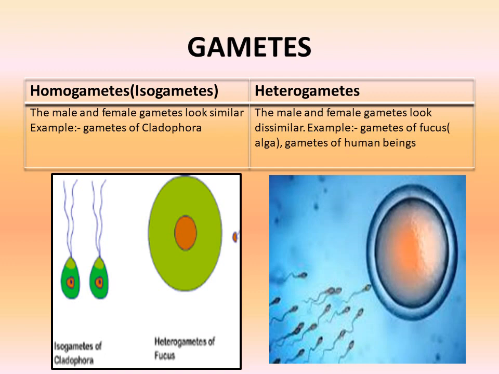Now, these are the pictures of homogametes and heterogametes. Homogametes are also called isogametes. You can see the isogametes of cladophora. This is heterogametes of alga fucus. The egg will be larger and non-motile, whereas the sperm or the antherozoid will be motile and smaller in size. Look at the heterogametes of human beings. The egg or the ova is non-motile, stationary, whereas the sperms are small and motile. The egg will be larger in size.